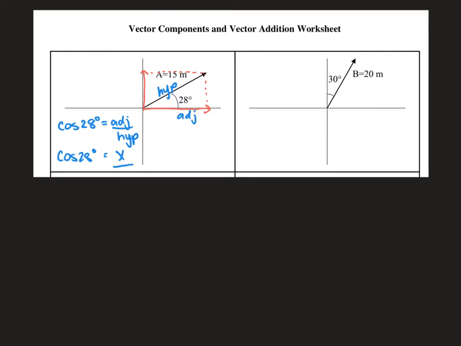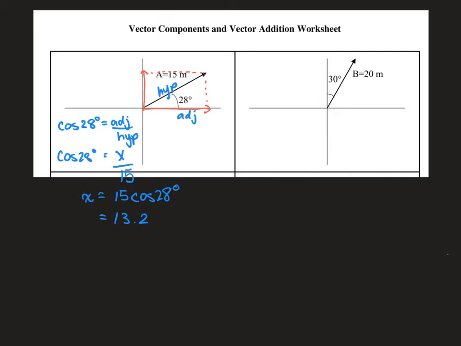And the hypotenuse we see there is 15. So if I want to get x by itself, I multiply both sides by 15. 15 cos 28. Now if I pick up my calculator, making sure it's in degrees, 15 cos 28 is 13.2 and so on. Let's round it to three significant figures. Okay, so that's the x direction.